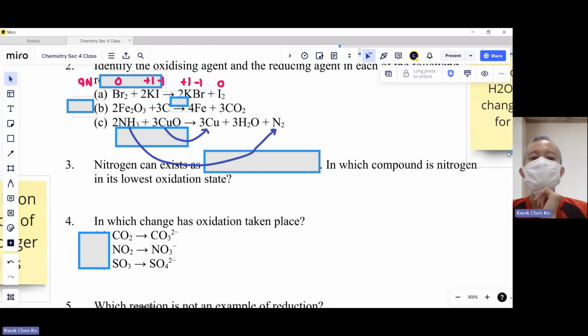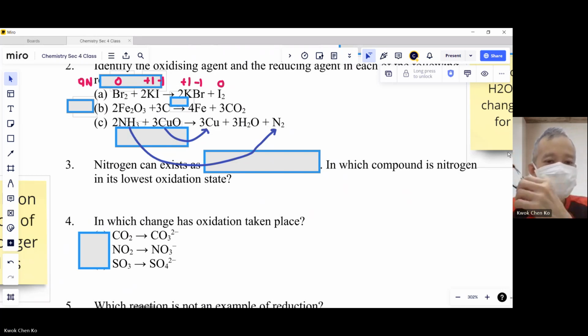What about the others? Oh yeah, CO2 and SO3. Did you work out the oxidation number? Is there a change in the ON? You worked that out already, right? And you realize that there's no change in the ON. So that means it's not an oxidation.